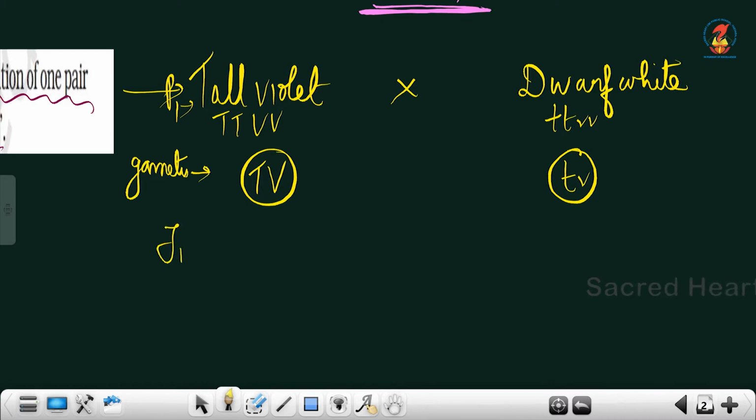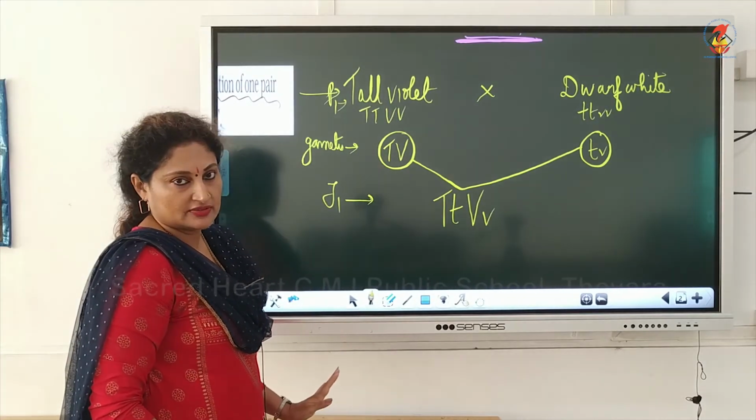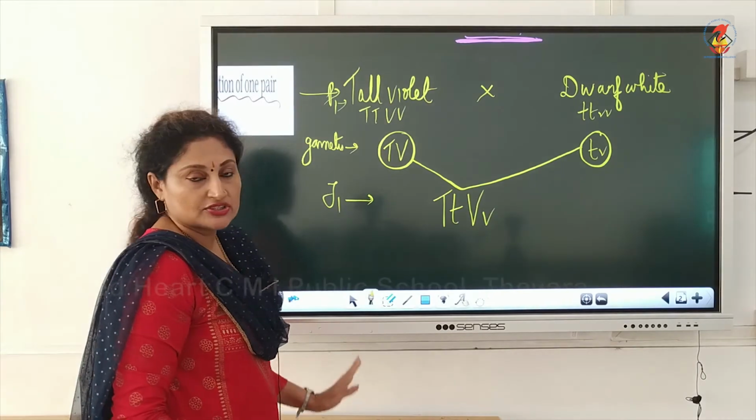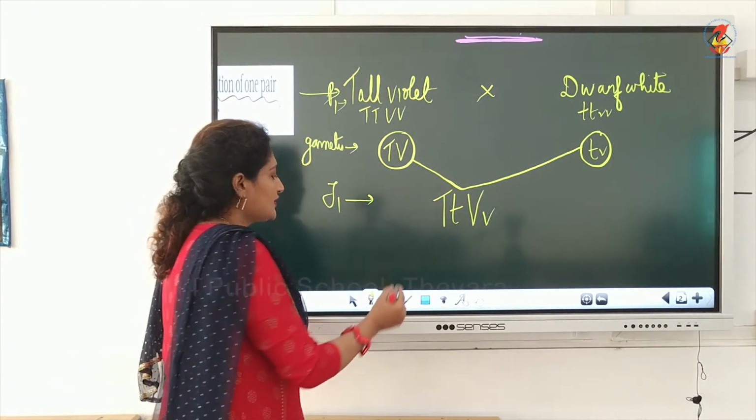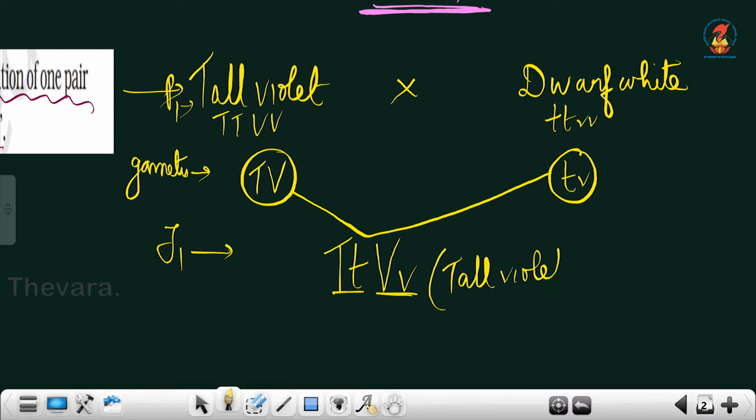Then, F1 generation. This will cross with this, you bring the T's together, capital T, small t, capital V, small v. Okay. Now, can you guess the phenotype? The genotype, the genetic constitution, is given. Give the physical appearance: among these two T's, which is dominant? Tall. Among these V's, which is dominant? Violet. So, definitely this is tall plants with violet flowers. Okay, so I gave the genotype and the phenotype.